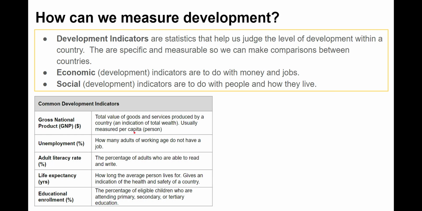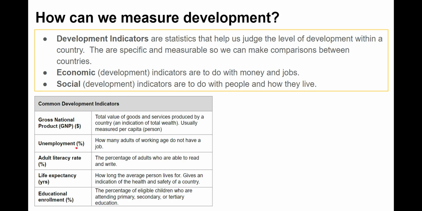Okay, the reason we measure it per person is to make it fairer. Because if you imagine there are lots of countries out there that have loads and loads of people, it wouldn't be fair to compare the amount they make with a much smaller country. So we take the value of the goods and services produced by the country, and then we divide it by the number of people.